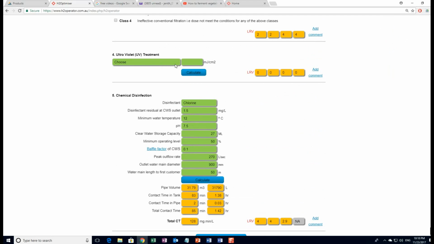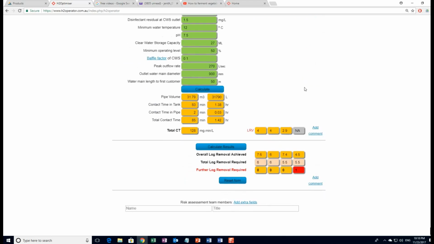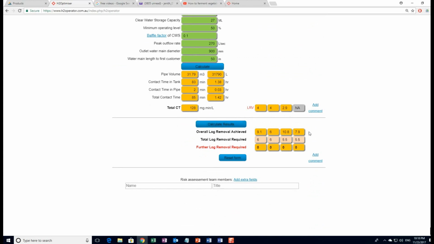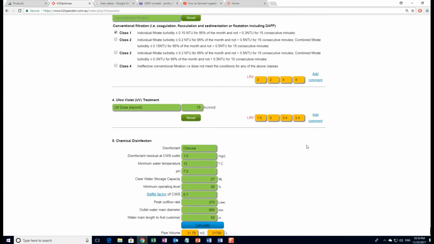Okay, so let's say if we put a UV system, what's going to happen? So UV dose, I'm going to choose, say, minimum 15 millijoules per square centimeter. Now calculate that. So I'm getting a reasonably high log reduction value for crypto. So that should easily give me the necessary log reduction values I'm required to achieve. Okay, so in this case you can assess, okay, well, as it is, we are not going to be able to achieve. However, by putting in a UV system, we would be able to achieve that.